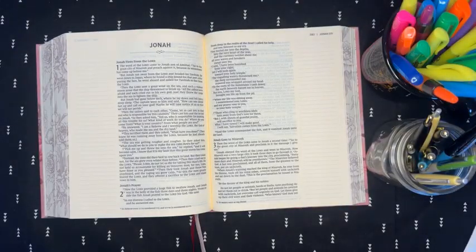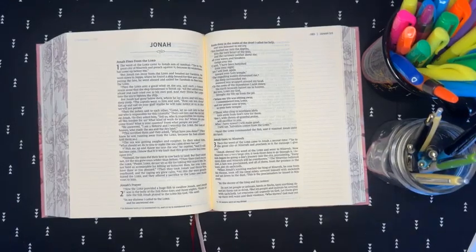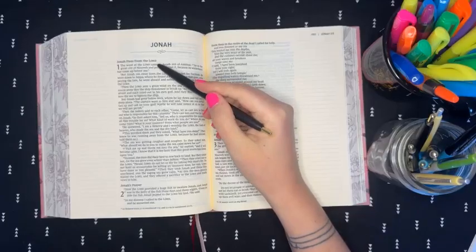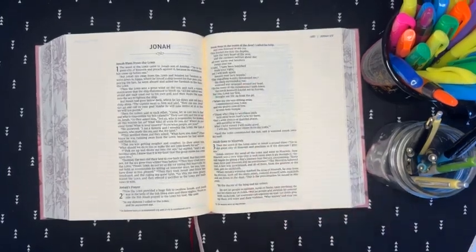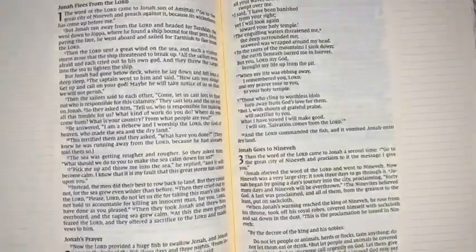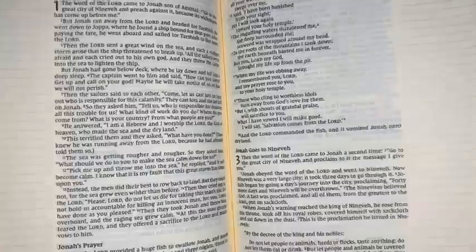So let's start with Jonah chapter 1 and figure out what's going on. It says that Jonah flees from the Lord is the header over here. And before we get started, I like to do this like an English teacher. Let's talk about the character, the setting, the problem, the solution. So let's zoom in on this one so you can see better. You're going to need highlighters and a pen. That's mostly what I use.